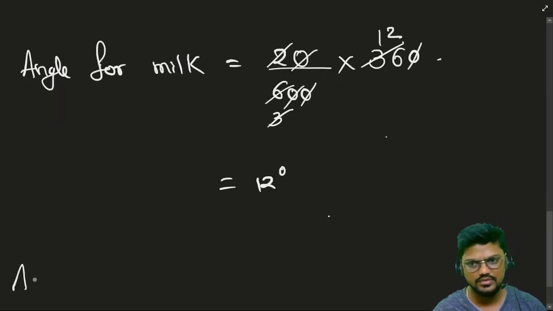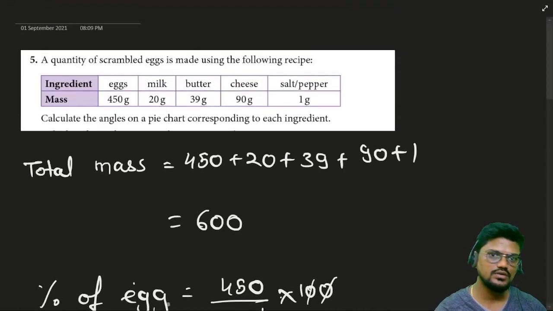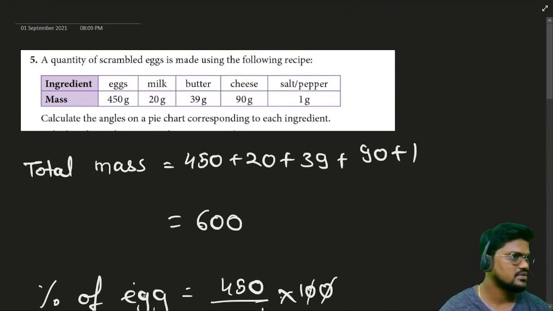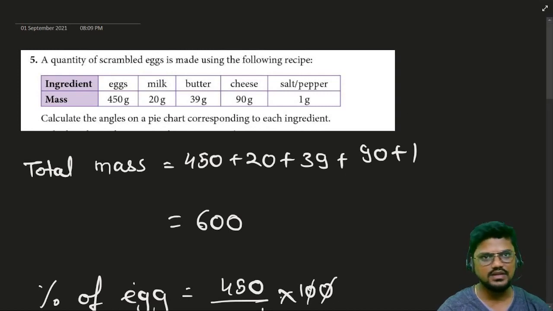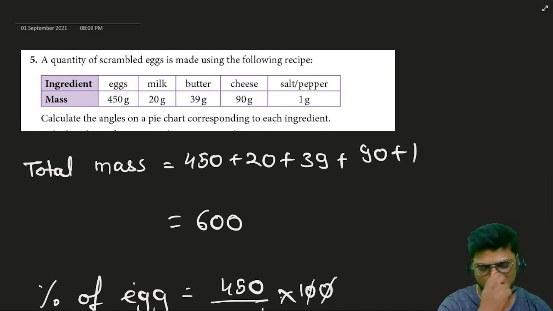Next, similarly you can find the angle for butter, for cheese, and for salt and pepper. You can do it and you can draw the pie chart, or you want me to draw it? Just tell me. No need, sir, not required? Okay, fine. If there is anyone who wants me to draw the pie chart, you can tell. Otherwise, I'll not draw.